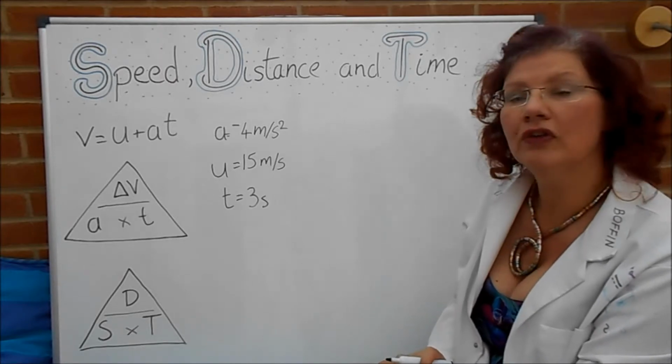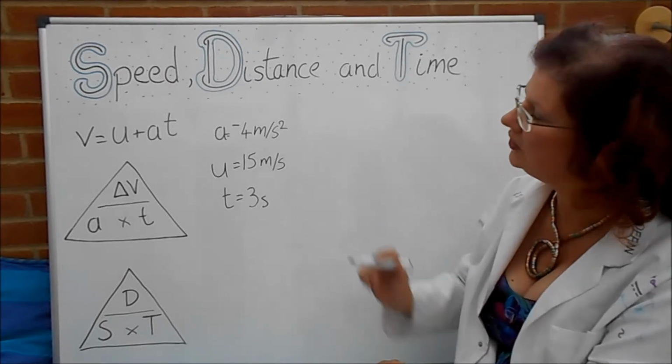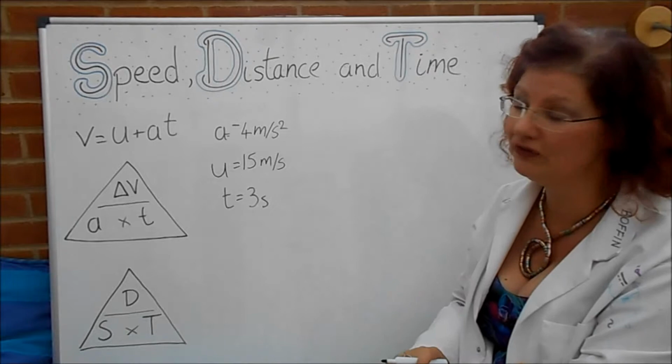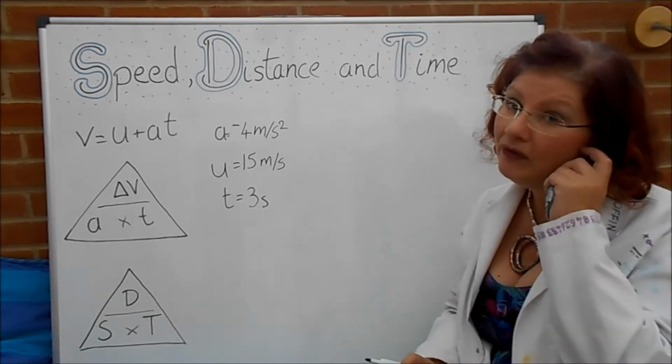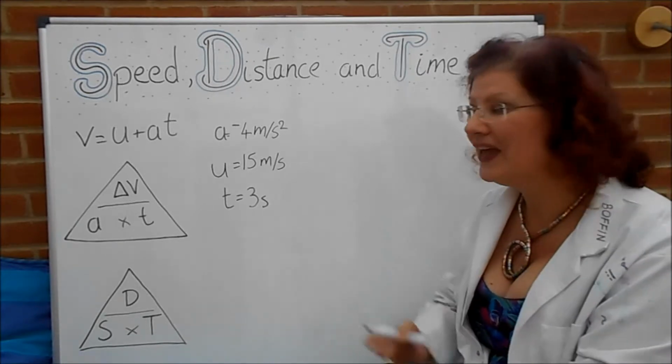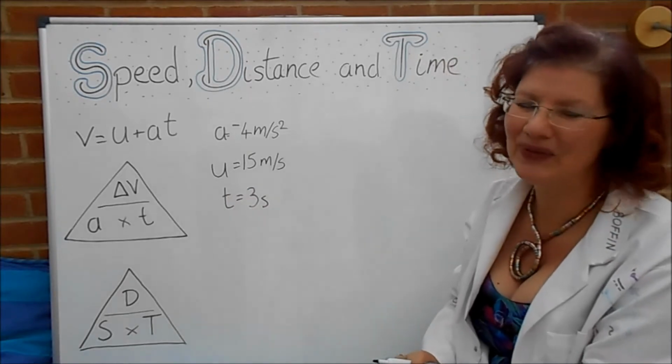Okay, so you've got an acceleration of -4 metres per second squared, an initial velocity of 15 metres per second, and a time of 3. So off you go with that. Either method you prefer, I'll do both when we come back.